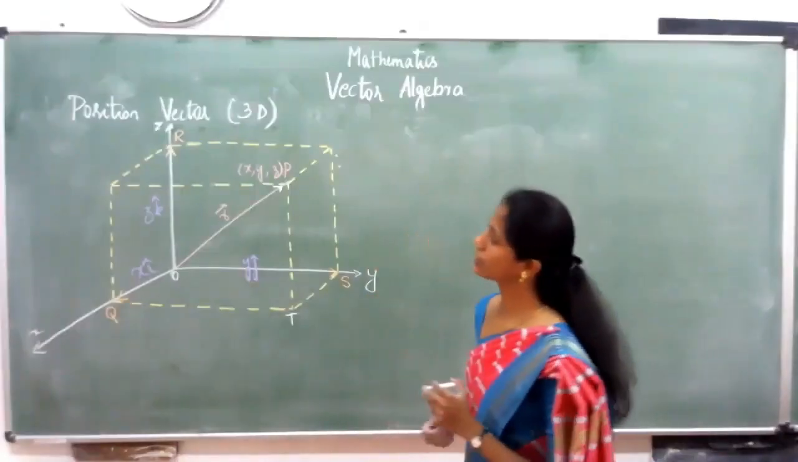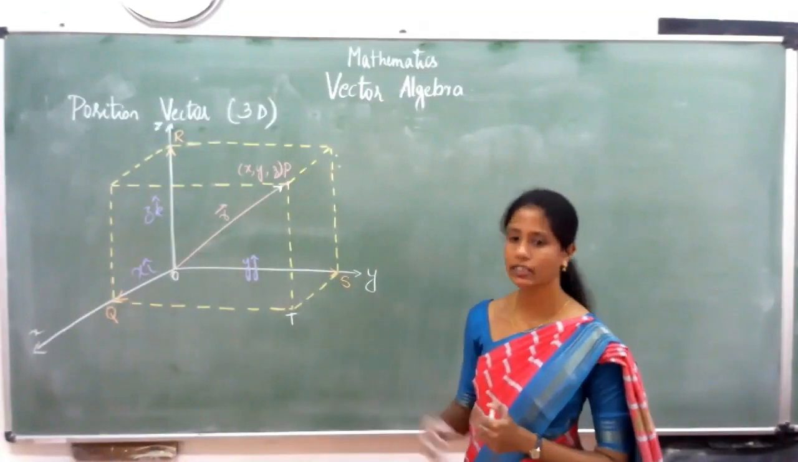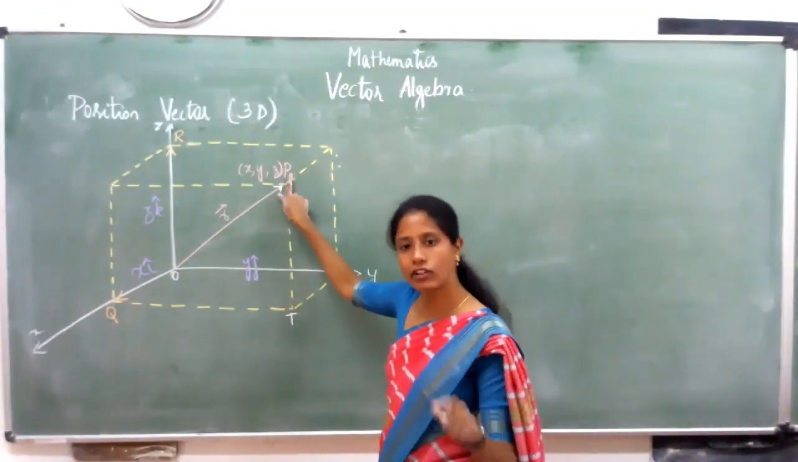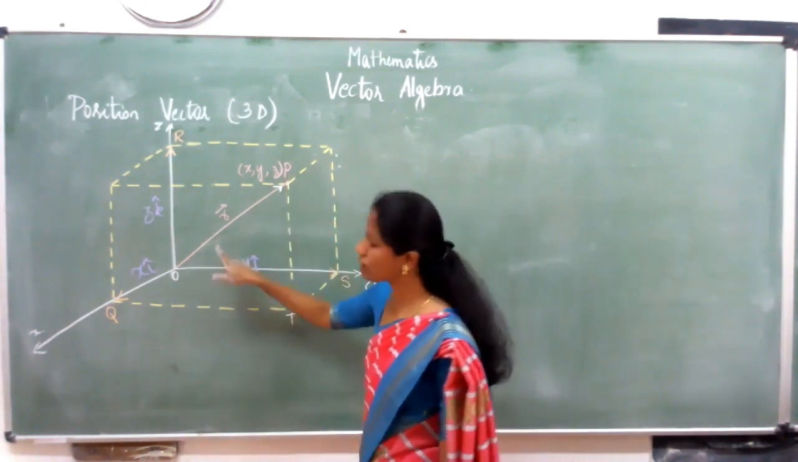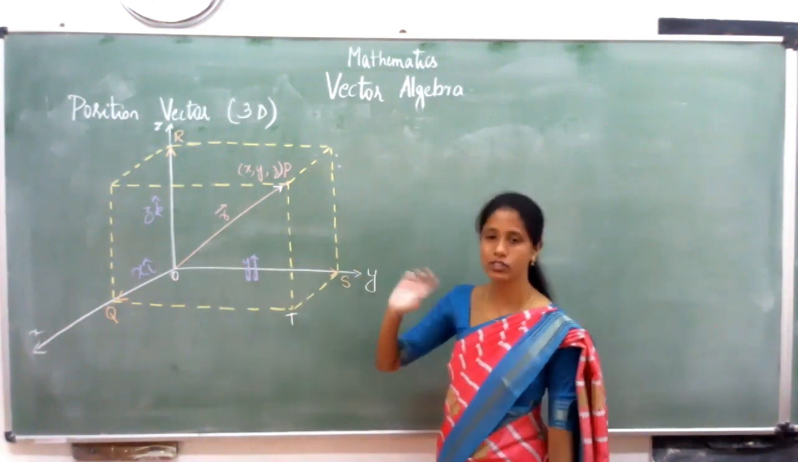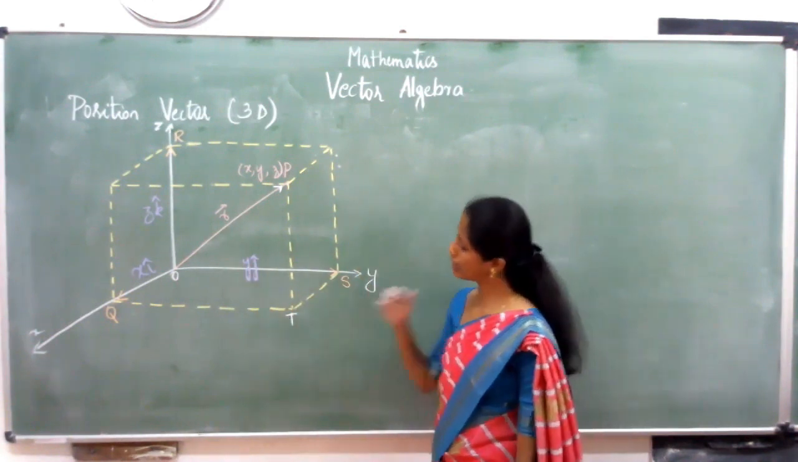Let us now discuss how to find the position vector in 3D. So you have the point P here. For this position vector OP, let us find what the components are, or what the position vector OP can be written as.